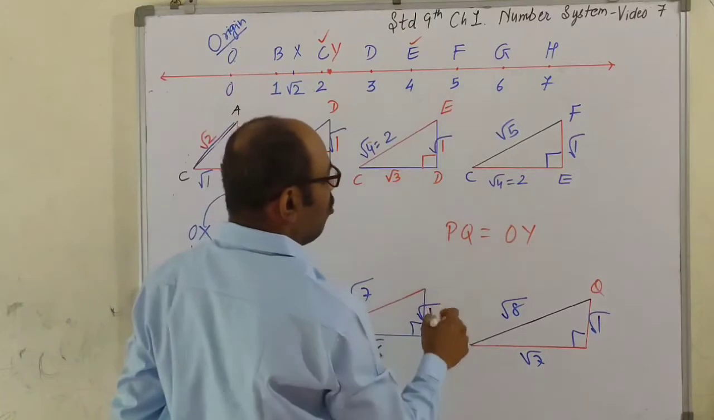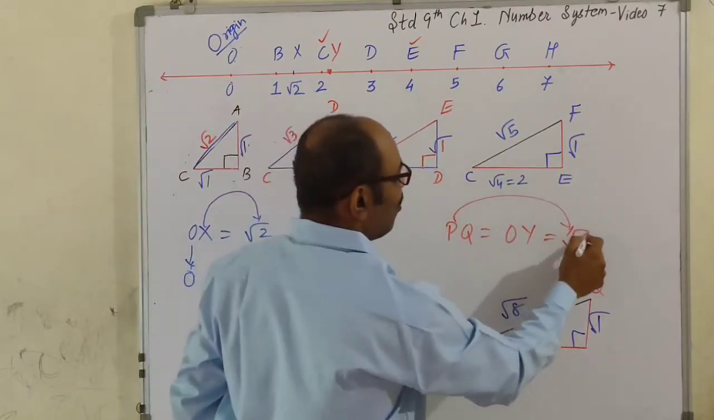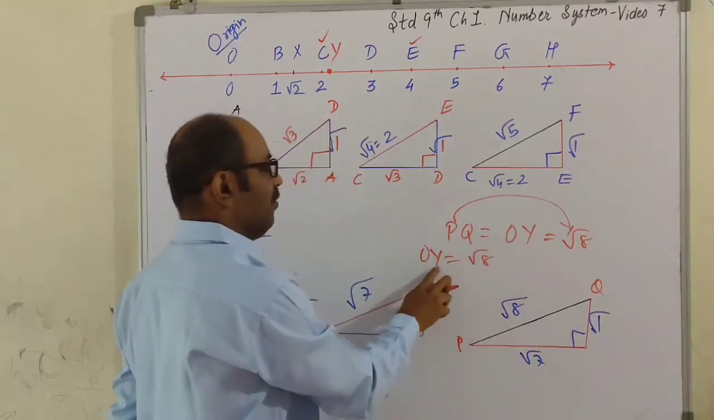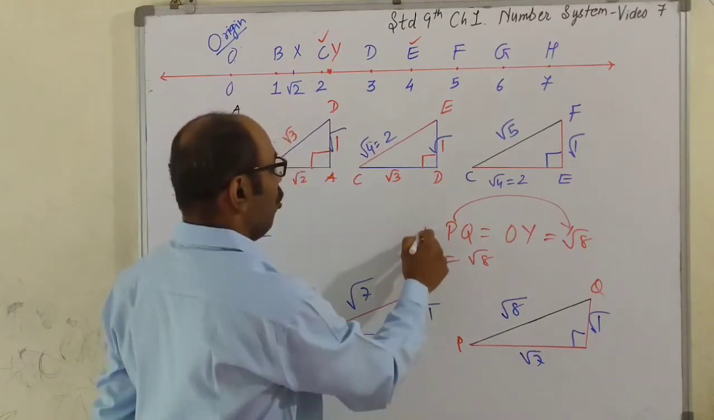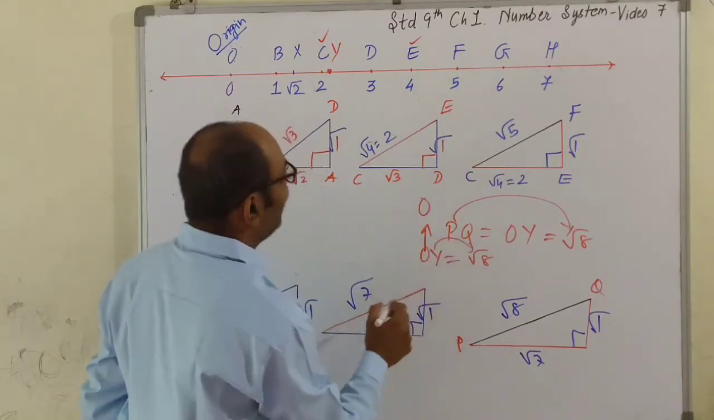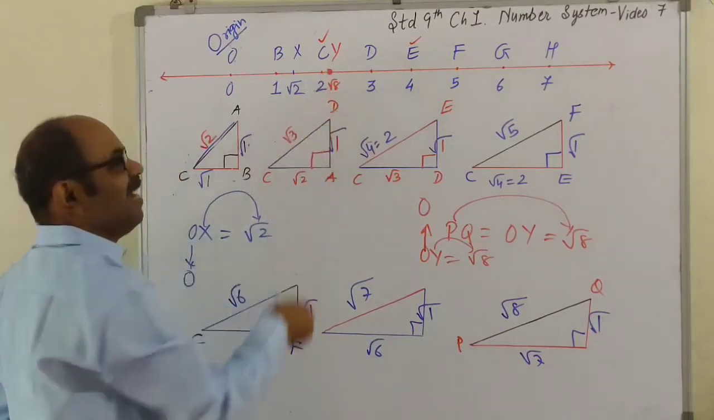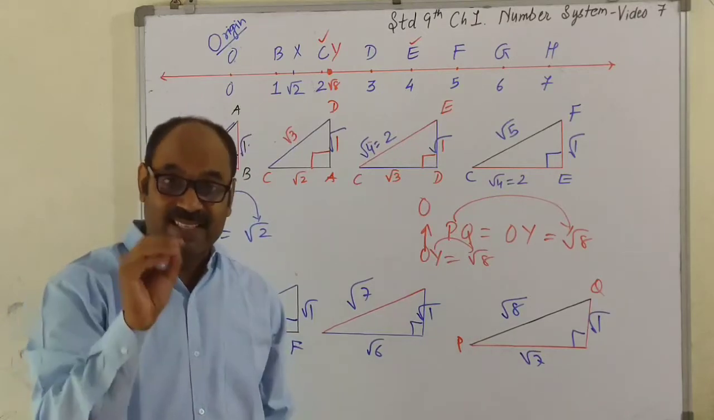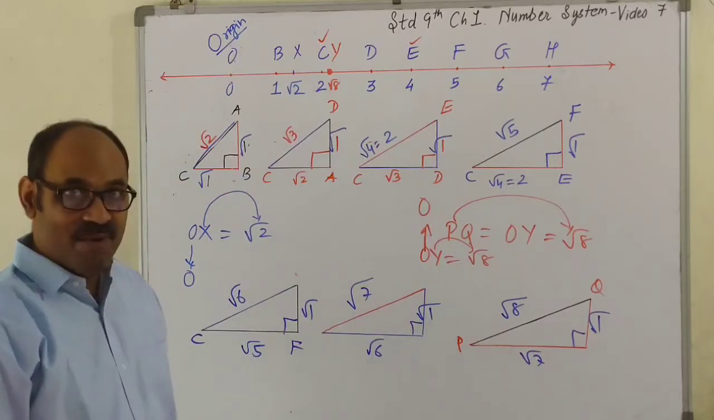So PQ is equal to OY, and that is equal to what? How much is PQ? √8. So OY is equal to √8. Distance between O and Y is √8. Are you getting me? Now O is the origin, the number corresponding to it is 0. So what is the number corresponding to Y? √8. This is √8 on the number line, which is an irrational number. This is the basic explanation; now how to do it, that is very important.